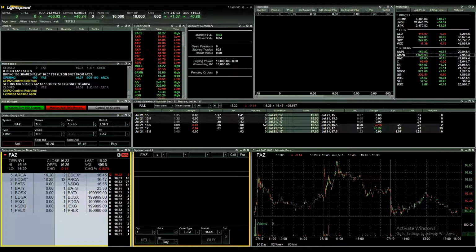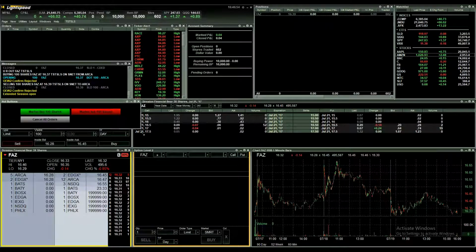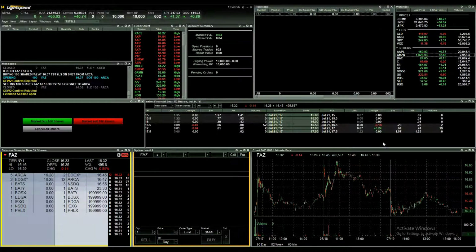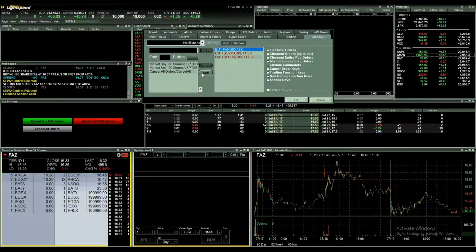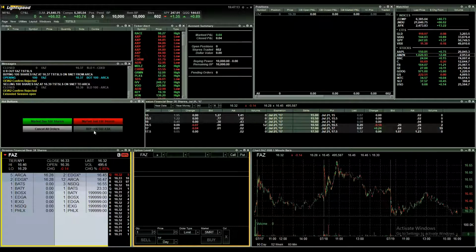If I go into my hot buttons window, certainly if anyone has questions about these and wants to go through a certain walkthrough, we're always here to help you build these as well. So essentially, I just want to go and add this custom order to my hot buttons window, my buy fan 500, hit OK. I want to pop that up.